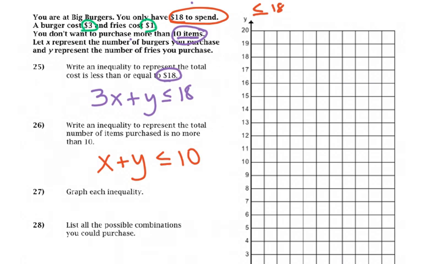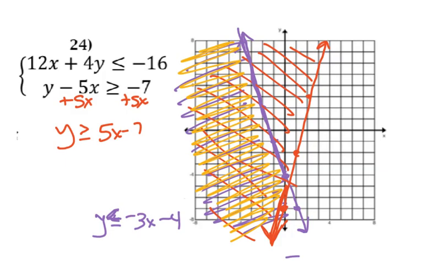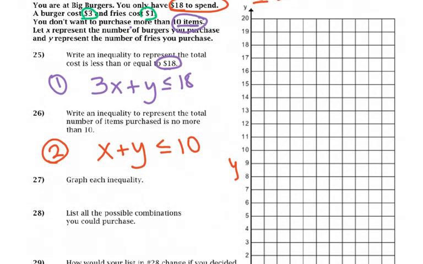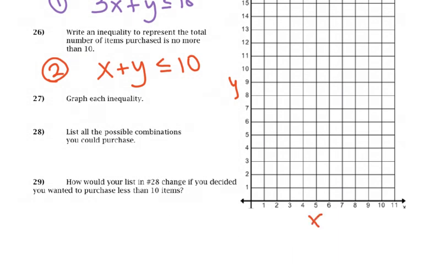Now that I've got those two inequalities, it becomes like these other problems where you have to put them in slope intercept form and then graph them. So I want you to pause the video. Put both of these into slope intercept form and graph both of them. You're going to label your x and y axes, not with x and y, but with words. Then we're going to talk about what it means.